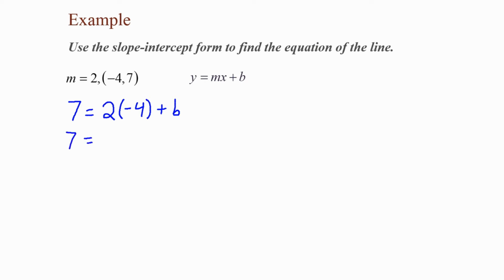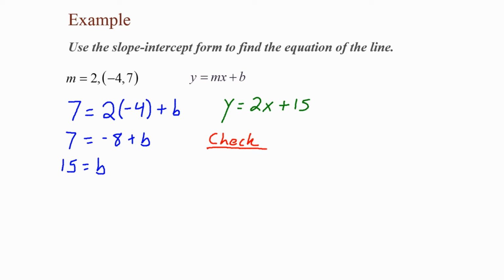So 7 equals 2 times -4 is -8, plus b. I can add 8 to both sides, so 15 equals b. I can write my equation, y equals 2 for the slope times x plus 15. Since I have a point and the slope, I can check my equation by substituting the point into the equation we found for our line.